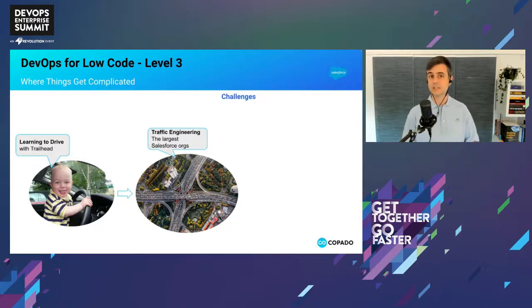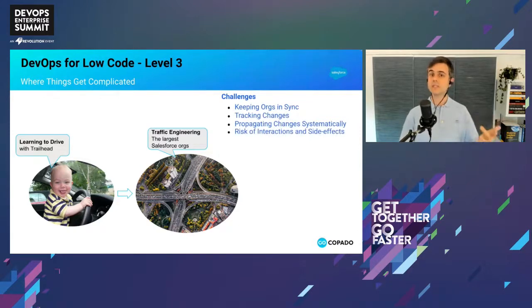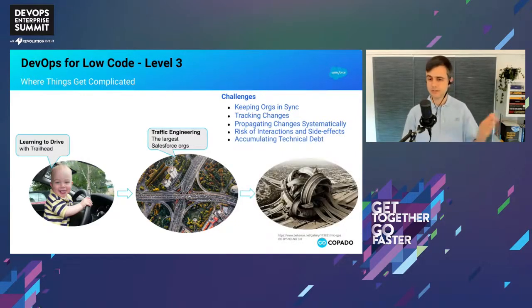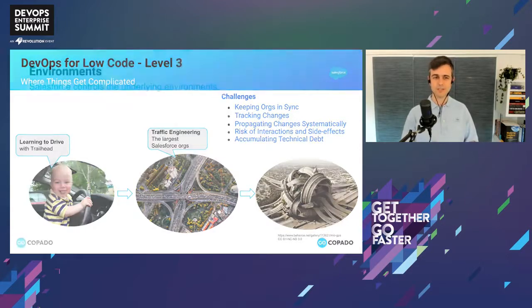The challenges that begin to emerge when you have multiple environments is you have trouble keeping those environments in sync with each other. You have trouble tracking changes. You have trouble propagating those changes systematically. There is a risk of interactions and side effects, and you get this accumulation of technical debt. The net effect is that many times your org or your environment becomes more like this tangled, convoluted mess that is very risky to change.